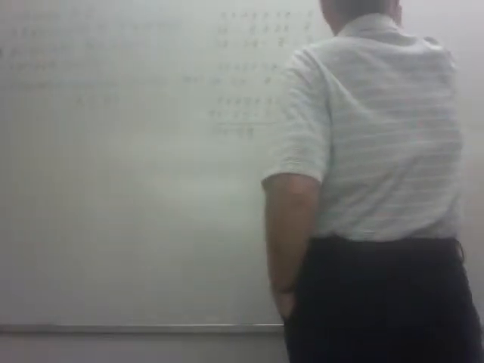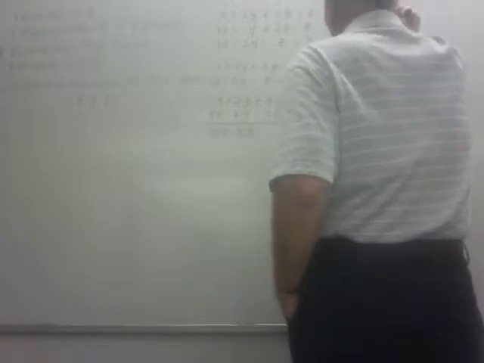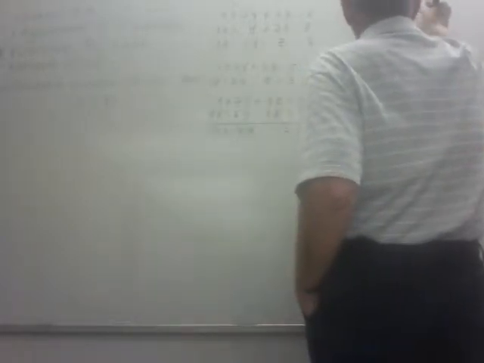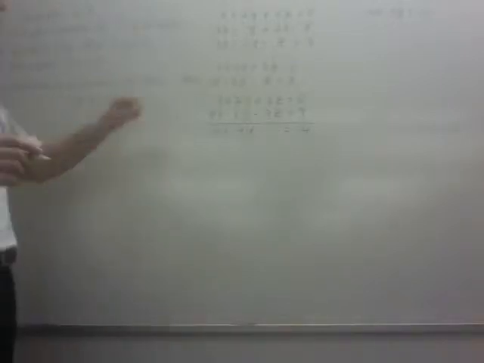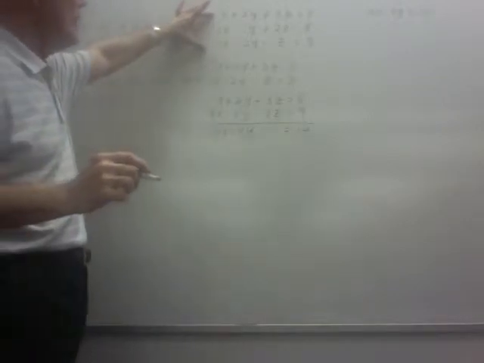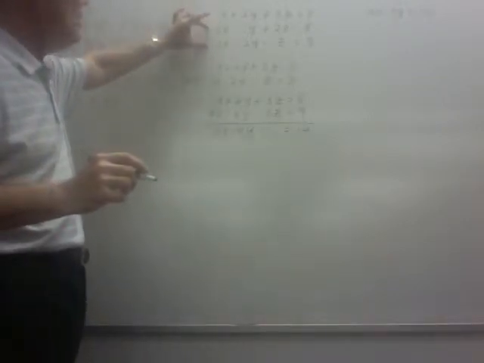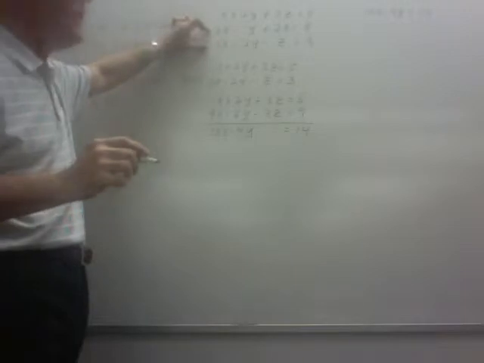So let me put this over here. I have 10x minus 4y is equal to 14. Now, I want to get rid of z again, because I want to get another equation in just two variables, x and y. I used the first and the third in order to do that. So now I'm going to use the second and third.